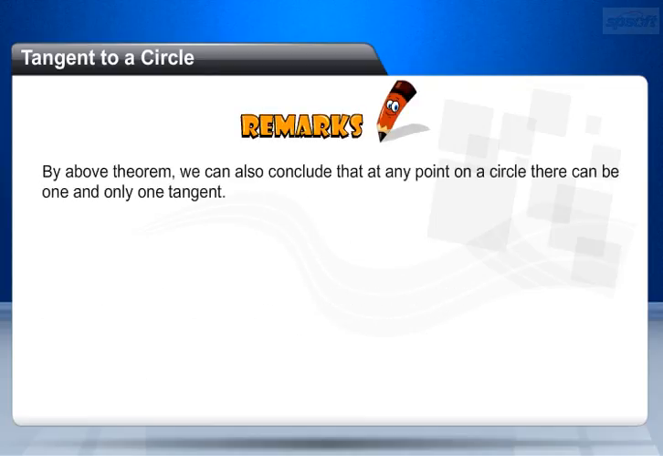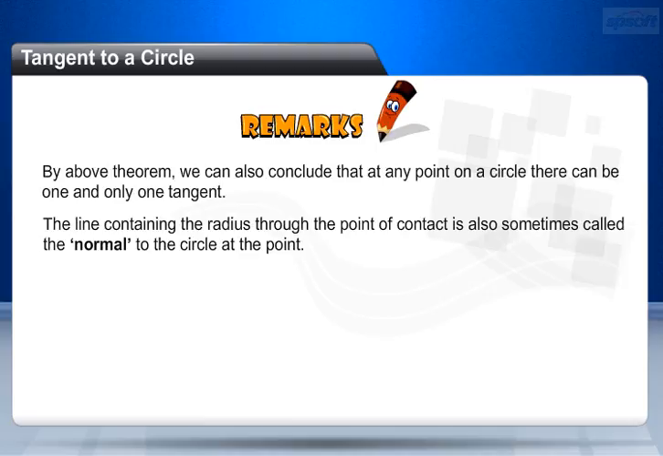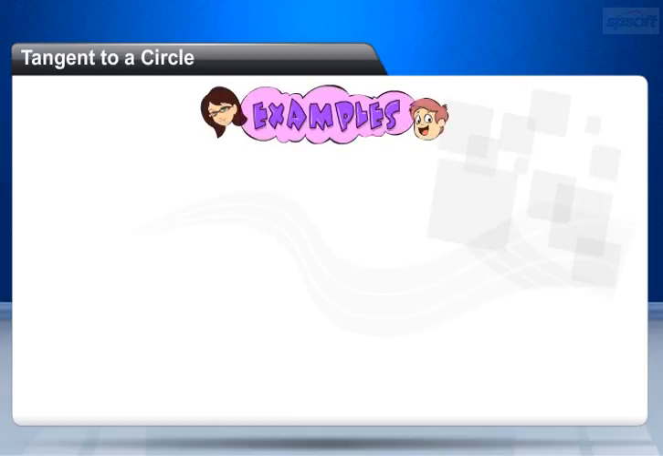Remarks. By the above theorem, we can also conclude that, at any point on a circle, there can be one and only one tangent. The line containing the radius through the point of contact is also sometimes called the normal to the circle at the point.